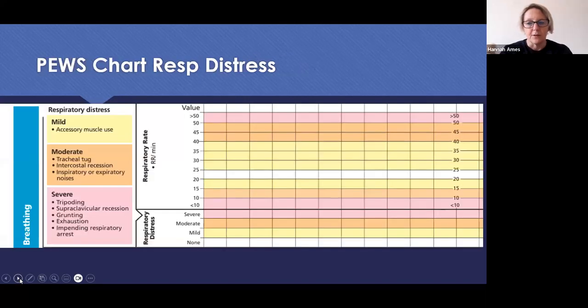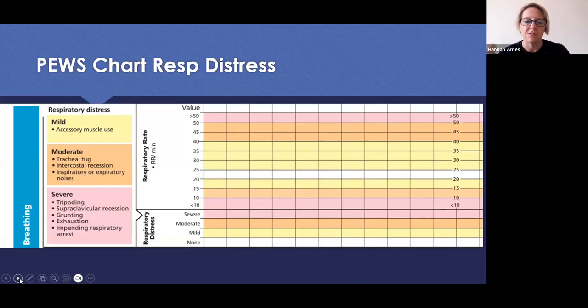So it is really important, obviously, in both your APIE stations to complete your PEWS charts correctly. And I have got a separate video on the PEWS chart. But in relation to your asthma, you'll need to ask these questions around respiratory distress, because they may very well be scoring mild for accessory muscle use or moderate.